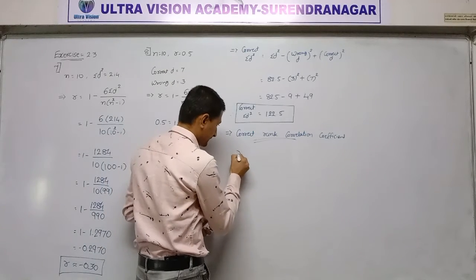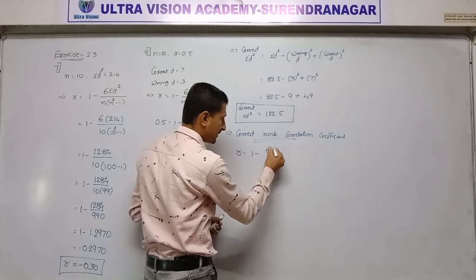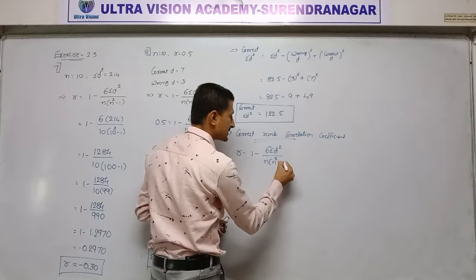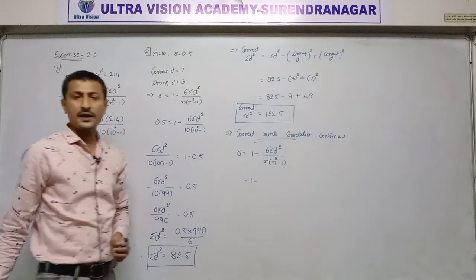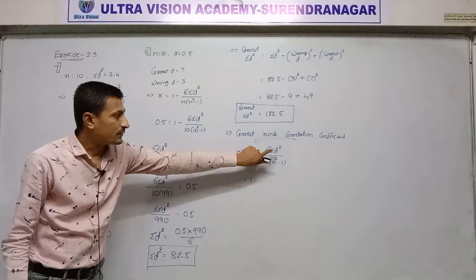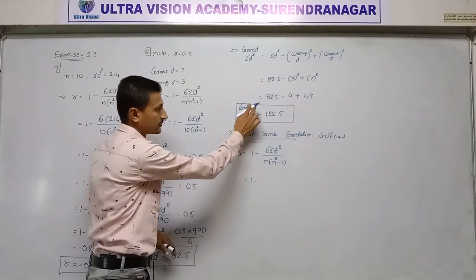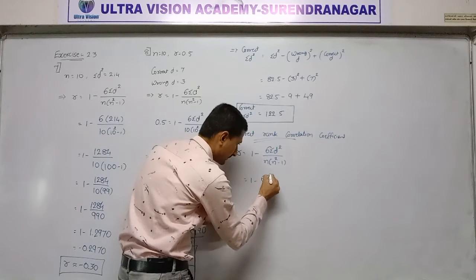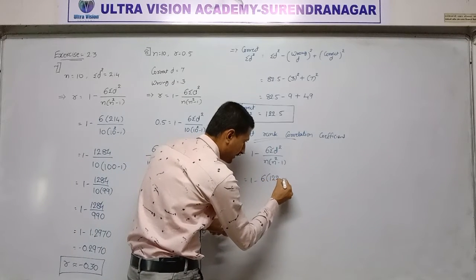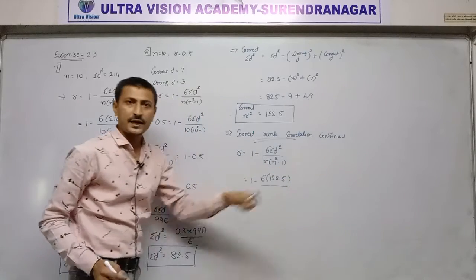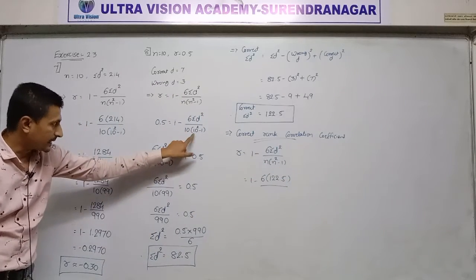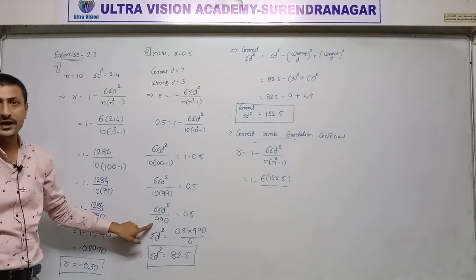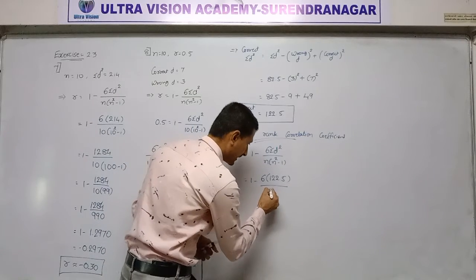So write the formula. r is equal to 1 minus 6 sigma d square divided by n in bracket n square minus 1. Next step, 1 minus 6 into sigma d square. Here sigma d square is corrected to 122.5. n in bracket n square minus 1 is 990, which was already calculated, so directly put the value 990.